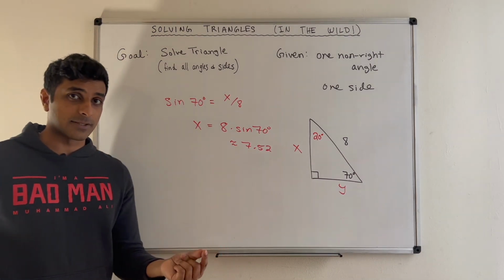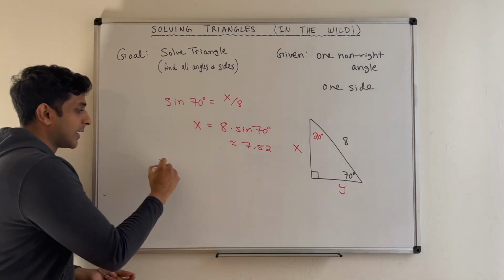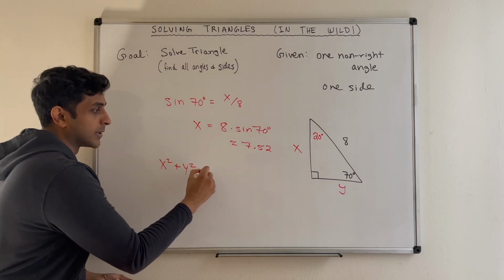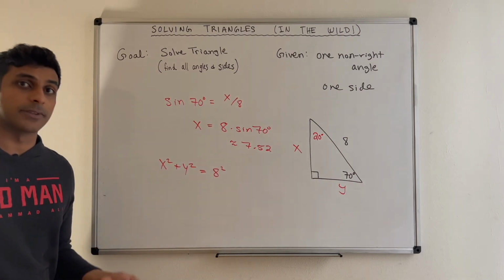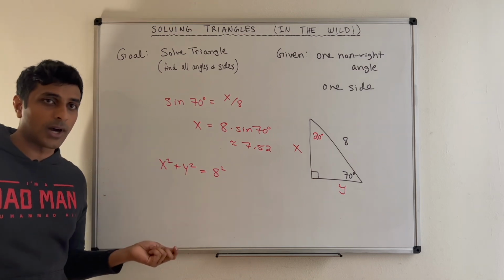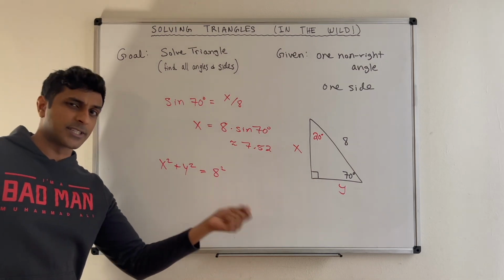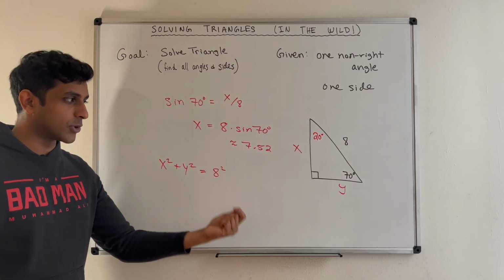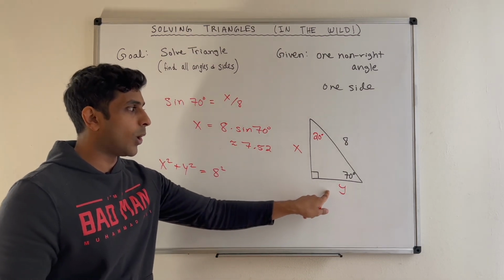We actually have options at this point, because we know that x squared plus y squared is equal to 8 squared by the Pythagorean theorem. And we just found x, so we can use that to solve for y. Or we could do what we just did to find x to find y. We can use trigonometry. So how can we relate y to 8?